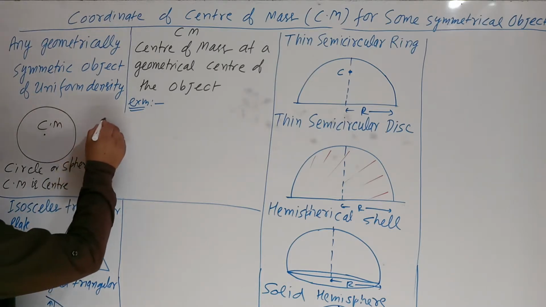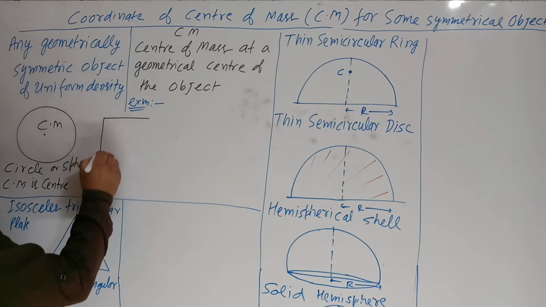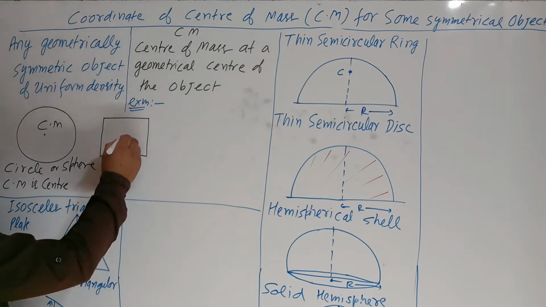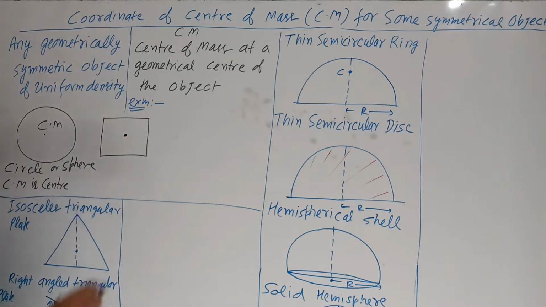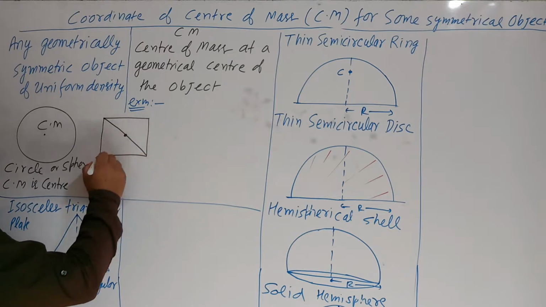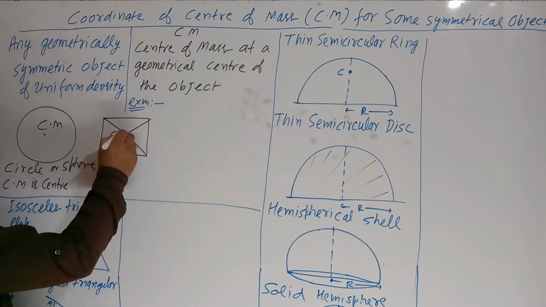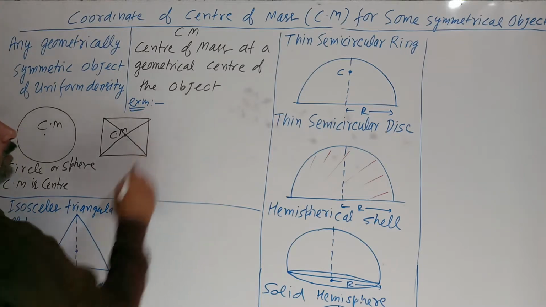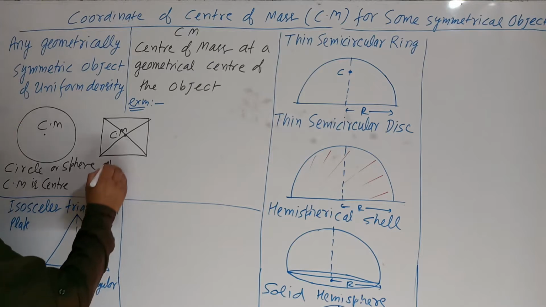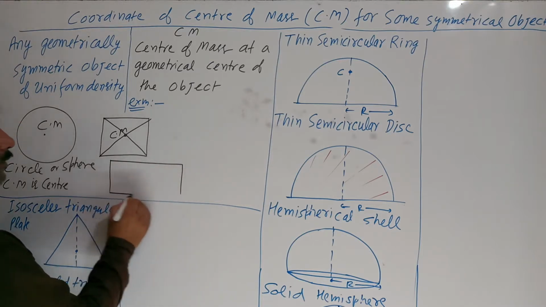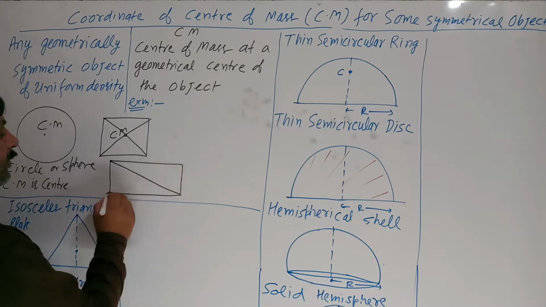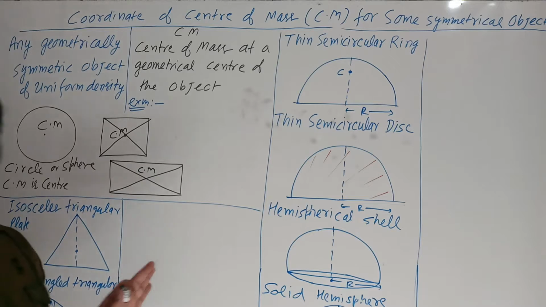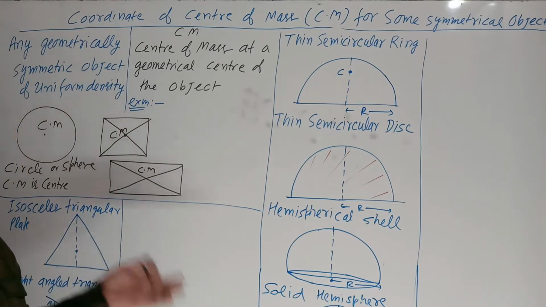In the same way, for a square, the center of mass will be the geometrical center where the diagonals intersect. So this will be the center of mass, CM. For a rectangular object, the center of mass is the center of it. So this will be the center of mass. If you take a symmetrical object, the geometrical center will be the center of mass.